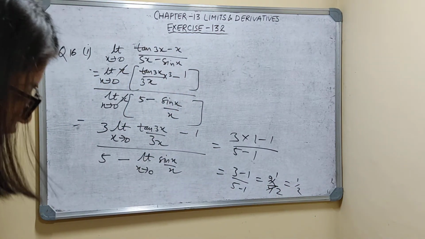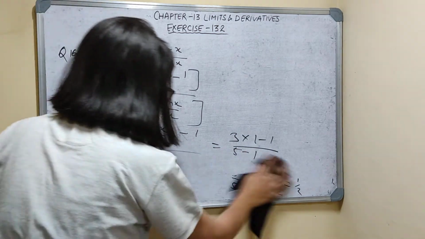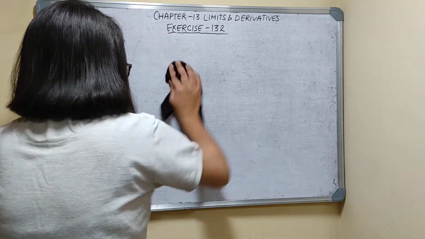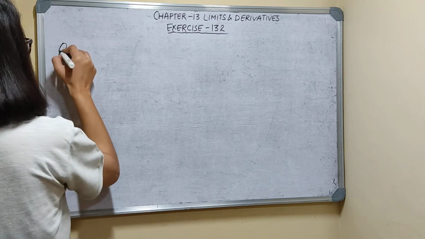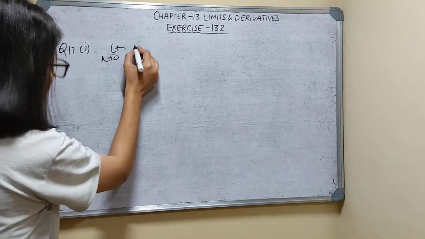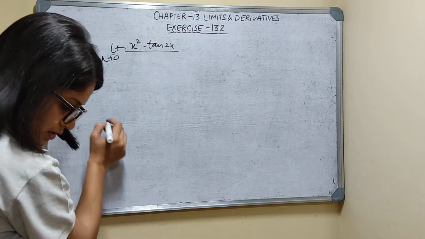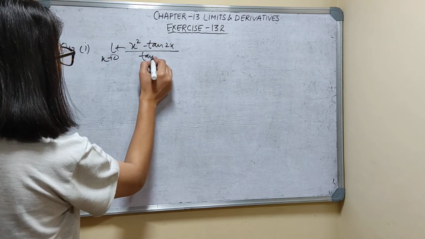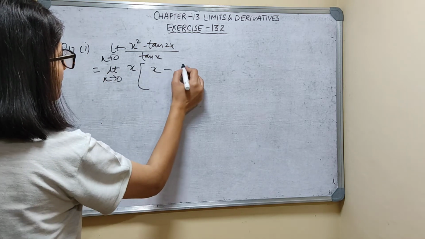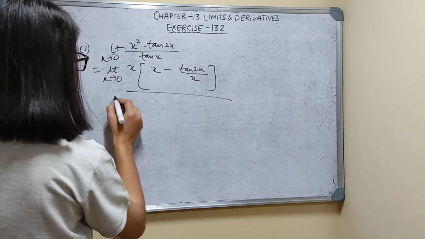Now this was the second part. Now question number 17, first part. You can see limit x tends to 0, (x squared minus 10 to the x) upon 10x. Same, I will take x common here. So here it will be x minus 10 to the x upon x, upon separate limits.